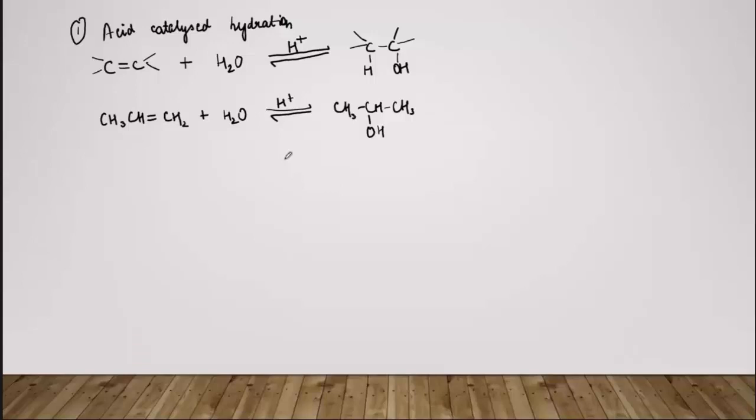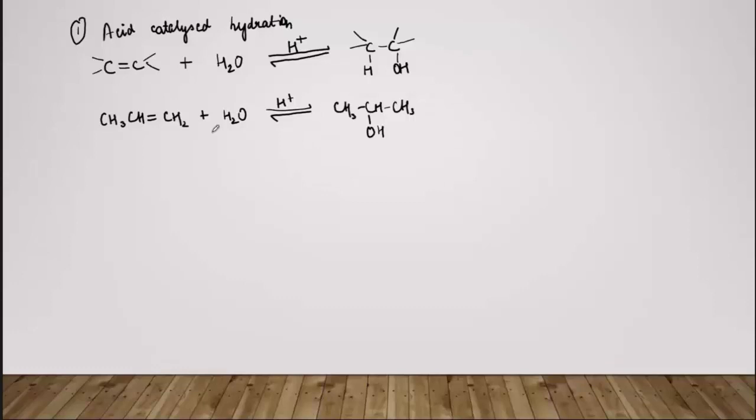Now you can see here that the alkene that we have taken is unsymmetrical or asymmetrical. That means the groups that are attached on both sides of the double bond are not the same, they are different. एक तरफ CH2 लगा हुआ है और एक तरफ CH3 लगा हुआ है. ठीक है, that means in the case of unsymmetrical alkenes we will follow Markovnikov's rule.